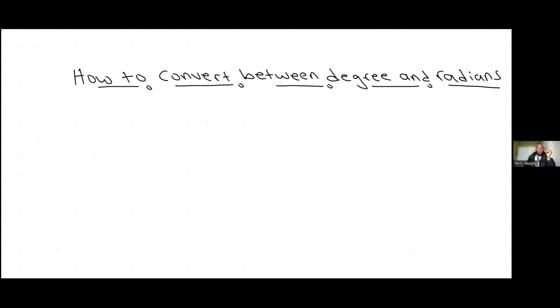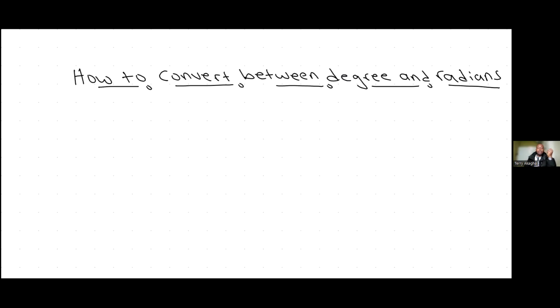All right, so we'll go straight into this. We'll talk about how do we convert between degree and radians. Now, in trigonometry, to measure an angle, there are two different measuring systems we have. We have degrees and radians. We're going to be solving so many questions in this series. Some will be in degrees, some will be in radians.